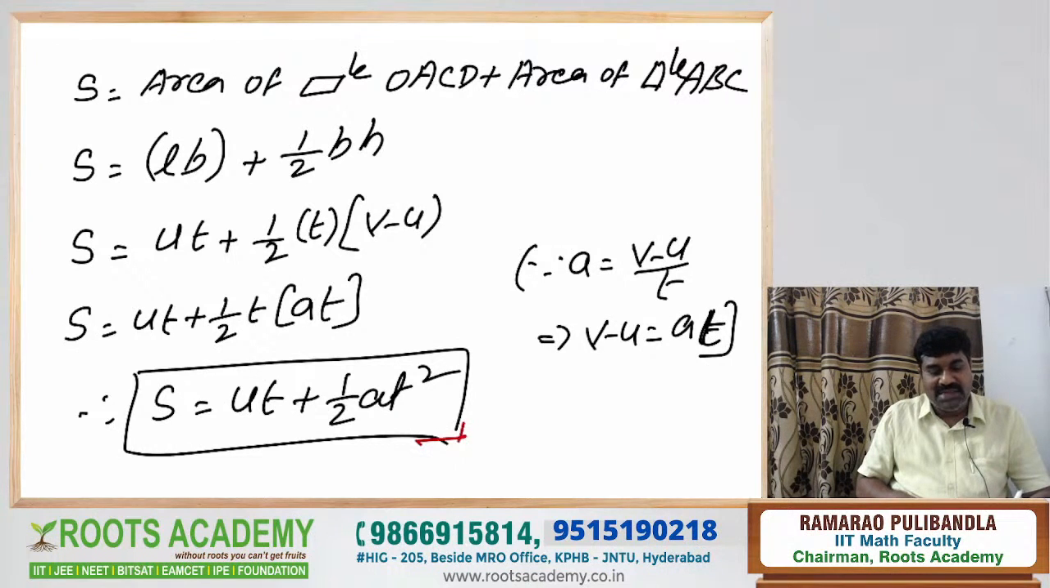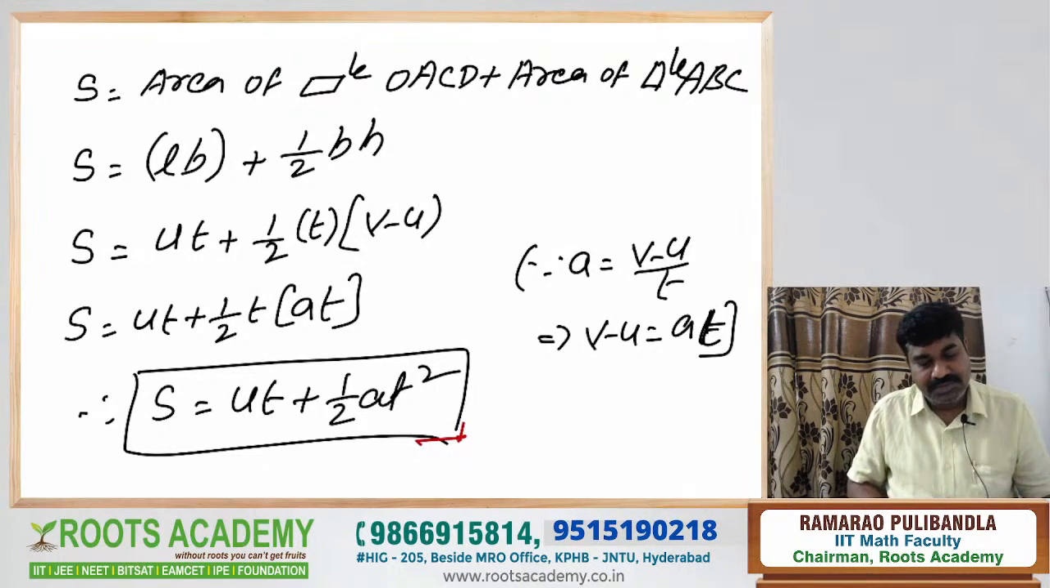Yeah, previously this question was asked. Here S is equal to ut plus half at square. This is the derivation. Next one.